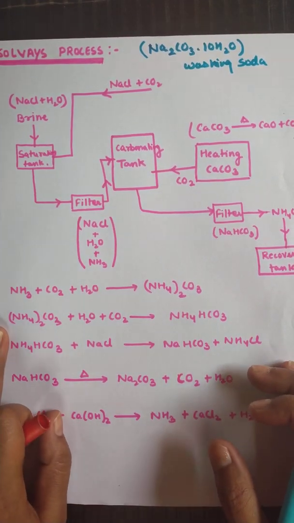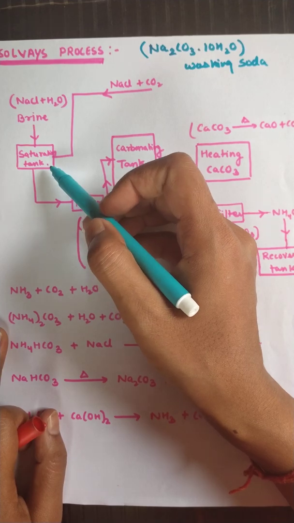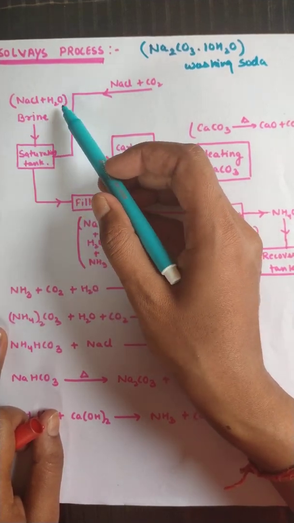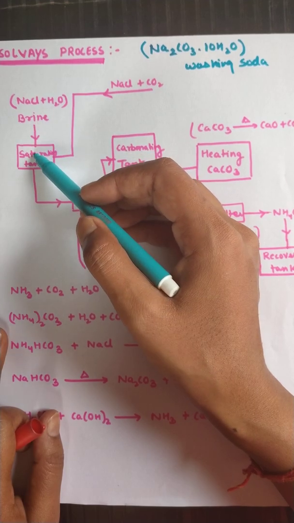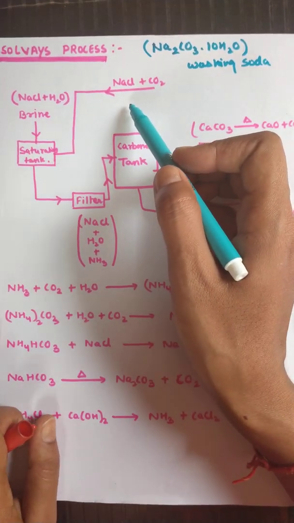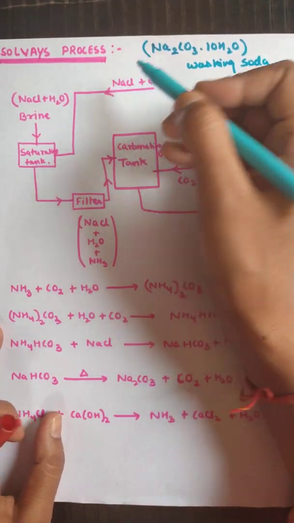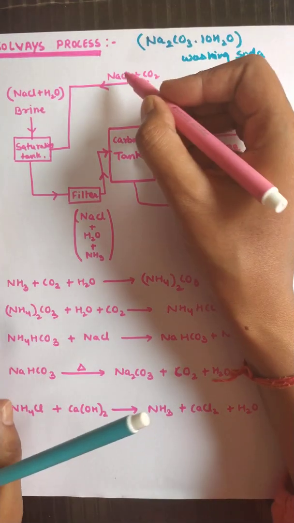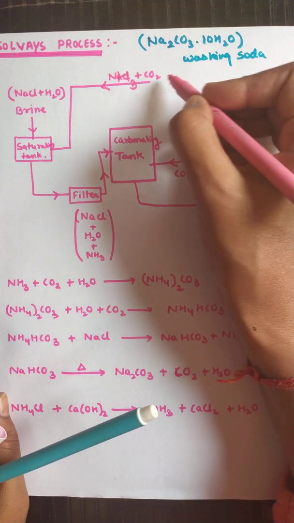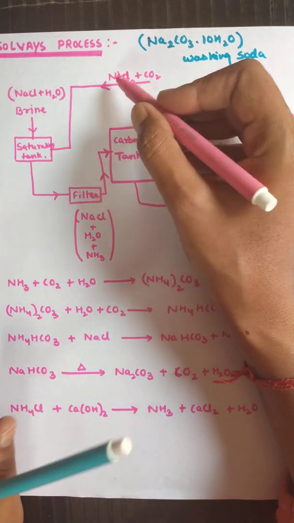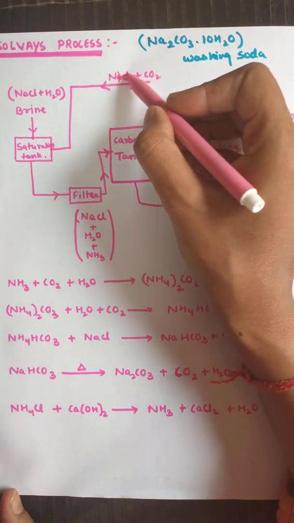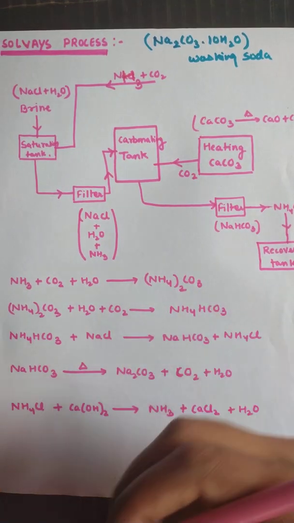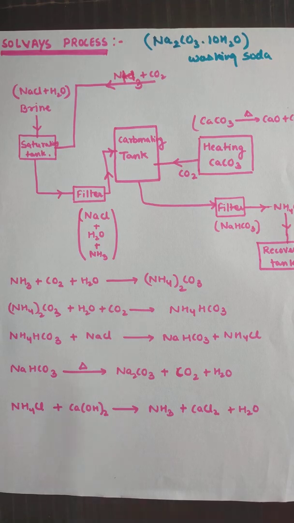So students, what is there? There is a saturation tank, and in this saturation tank NaCl plus water, that is brine, is filled. Through this brine, ammonia as well as carbon dioxide, both are passed at the same time in the saturation tank.